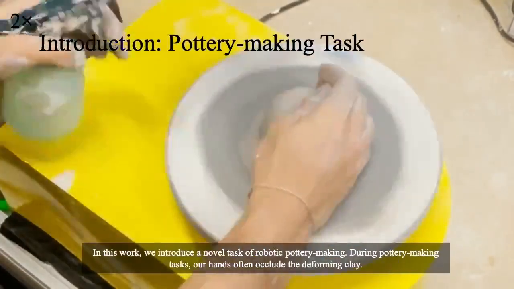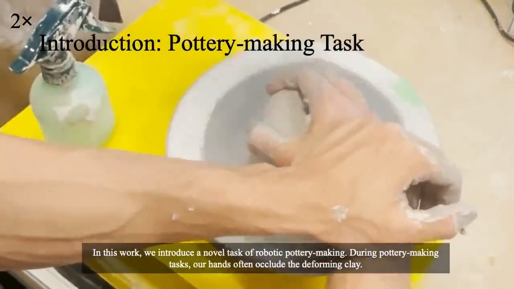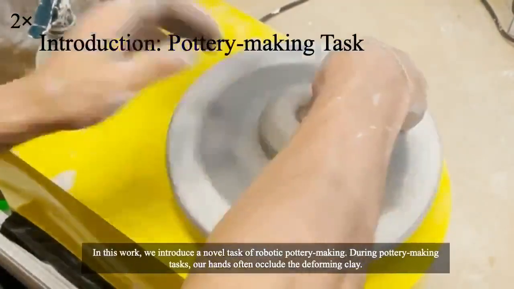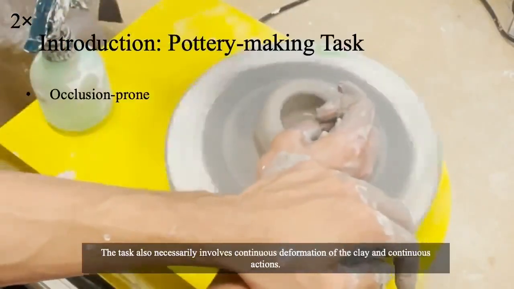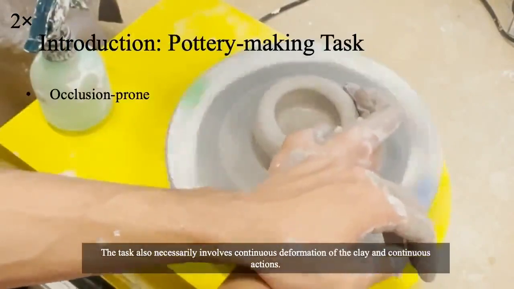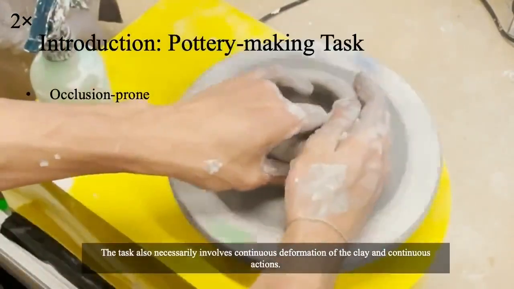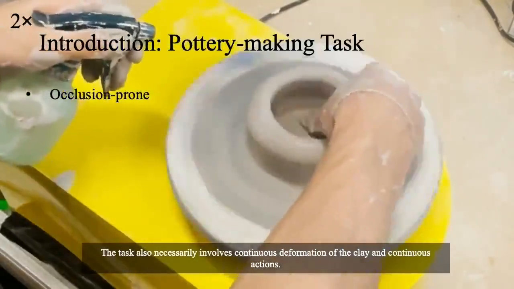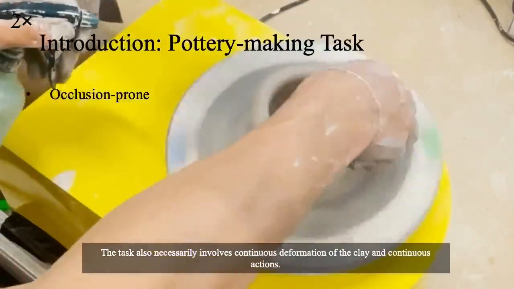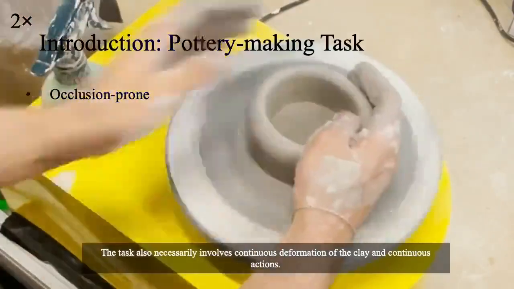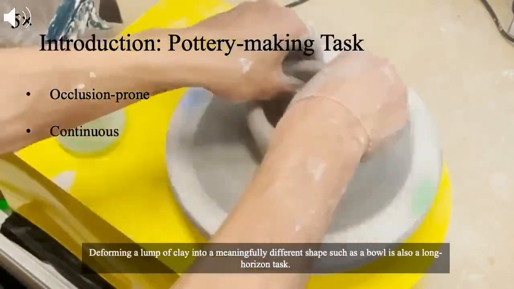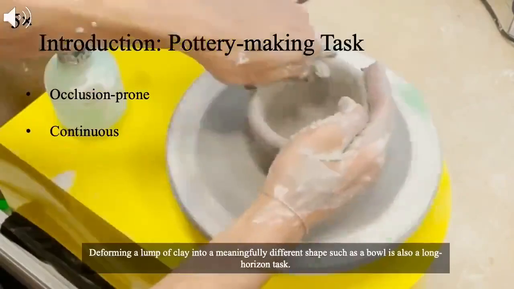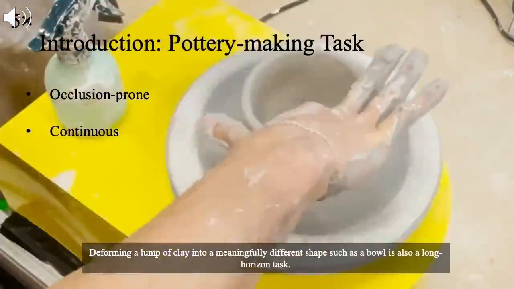During pottery making tasks, our hands often occlude the deforming clay. The task also necessitates continuous deformation of the clay and continuous actions. Deforming a lump of clay into a meaningfully different shape, such as a bowl, is also a long horizon task.